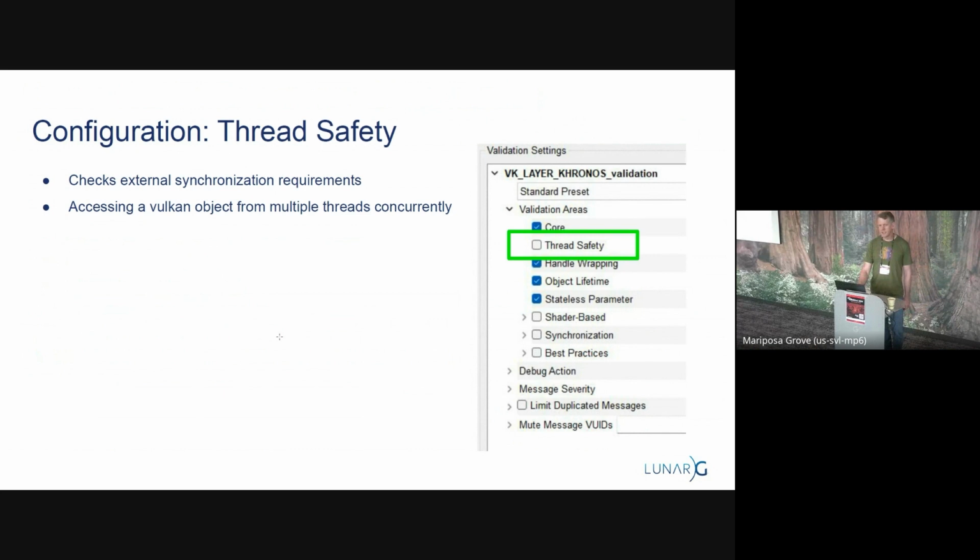Thread safety is about a section of the spec called the external synchronization requirements. So this is things like trying to write to a command buffer concurrently from multiple threads. This is the module, the object that'll catch that. It has state tracking. It's not terribly expensive.